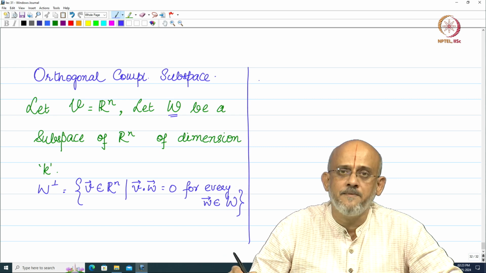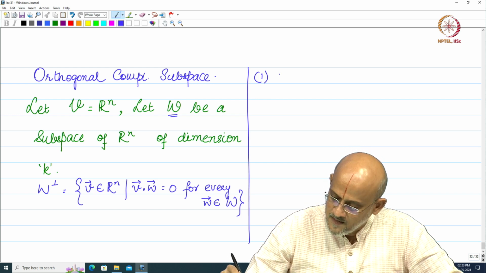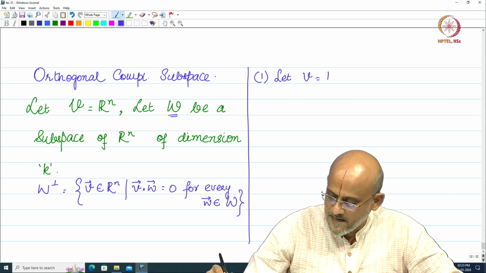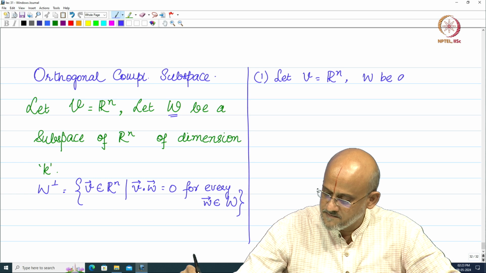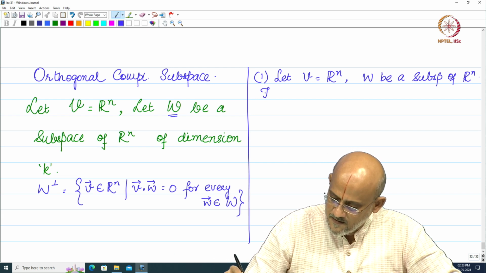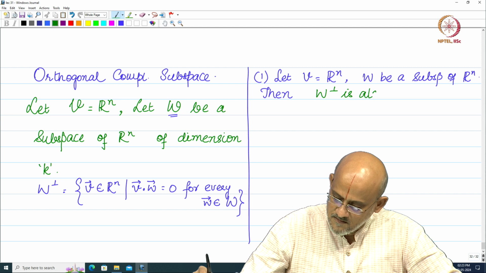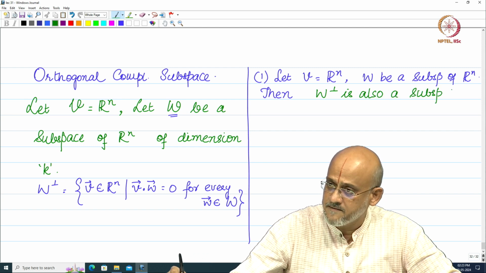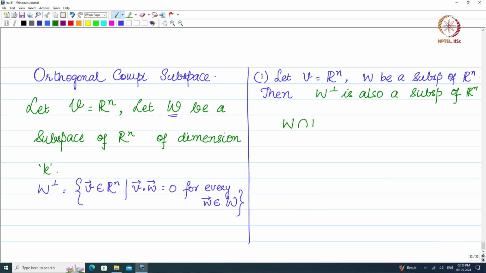The most important stuff is some of the properties and consequences of these orthogonal complement ideas. The first one is: let V be equal to Rn, the n-dimensional vector space, and let W be a subspace of Rn. Then we know that W perpendicular, the orthogonal complement, is also a subspace of Rn. Now the most important result is that W intersection W perpendicular is just the 0 vector.